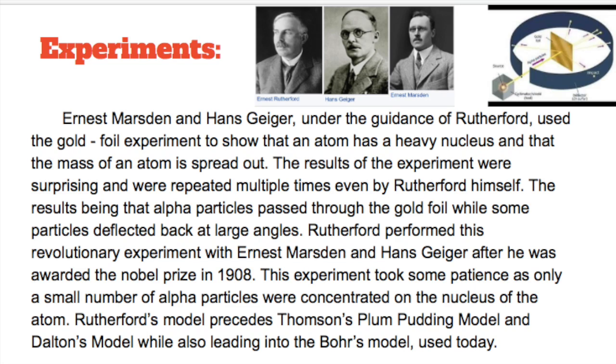Rutherford performed this revolutionary experiment with Ernest Marsden and Hans Geiger after he was awarded the Nobel Prize in 1908. This experiment took some patience, as only a small number of alpha particles were concentrated on the nucleus of the atom. Rutherford's model precedes Thomson's plum pudding model and Dalton's model, while also leading into Bohr's model used today.